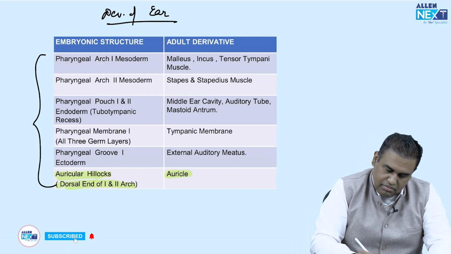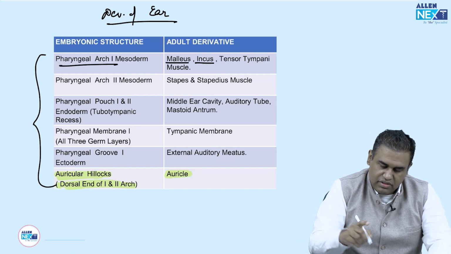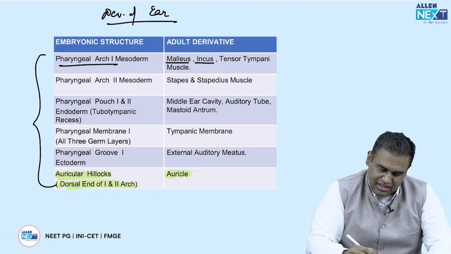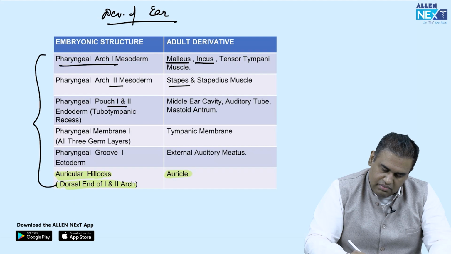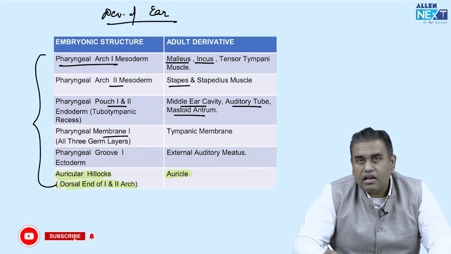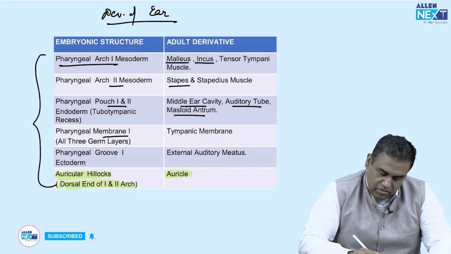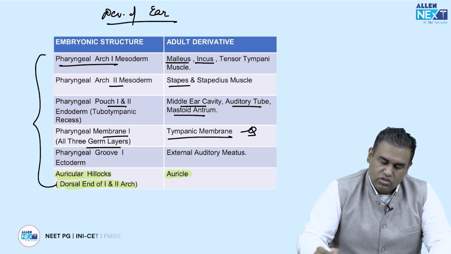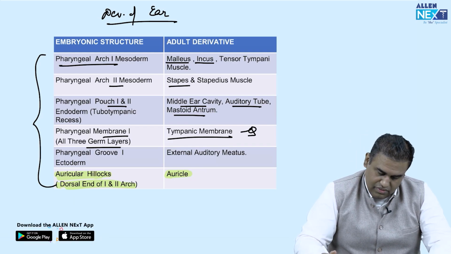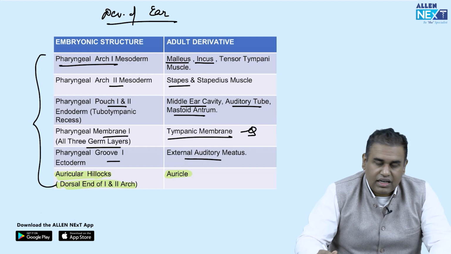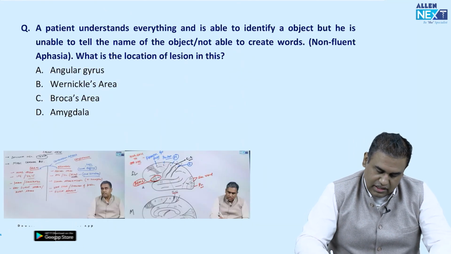Here you can see malleus, incus, pharyngeal arch. So with this table, 2 questions came. Stapes, second arch. Pharyngeal pouch 1 and 2 give the middle ear, auditory tube, mastoid antrum. The membranes are different, they are where the pouches and cleft meet. All 3 germ layers are in the tympanic membrane; this used to come when we used to give the exam. This was a very important question. And finally, groove 1 is the external auditory meatus, or cleft one. Let's see the next one.